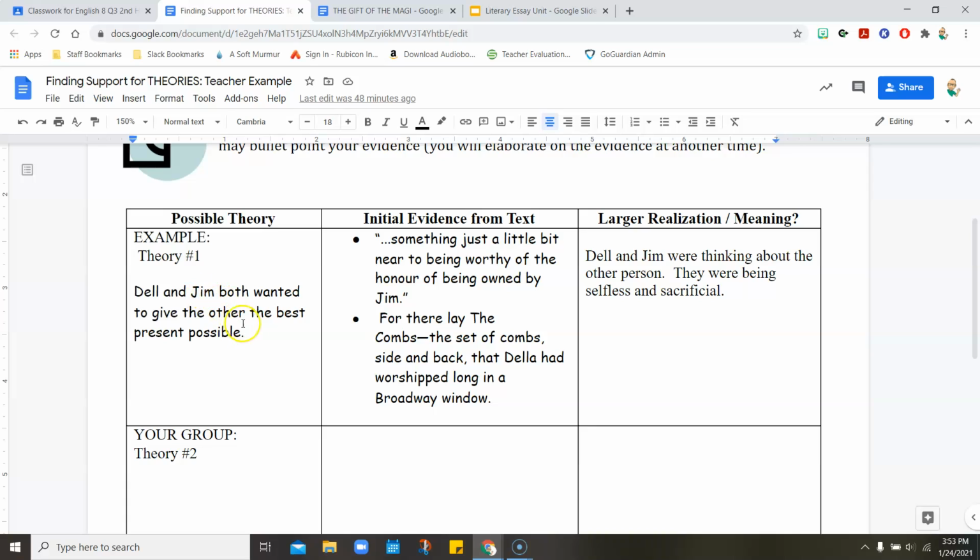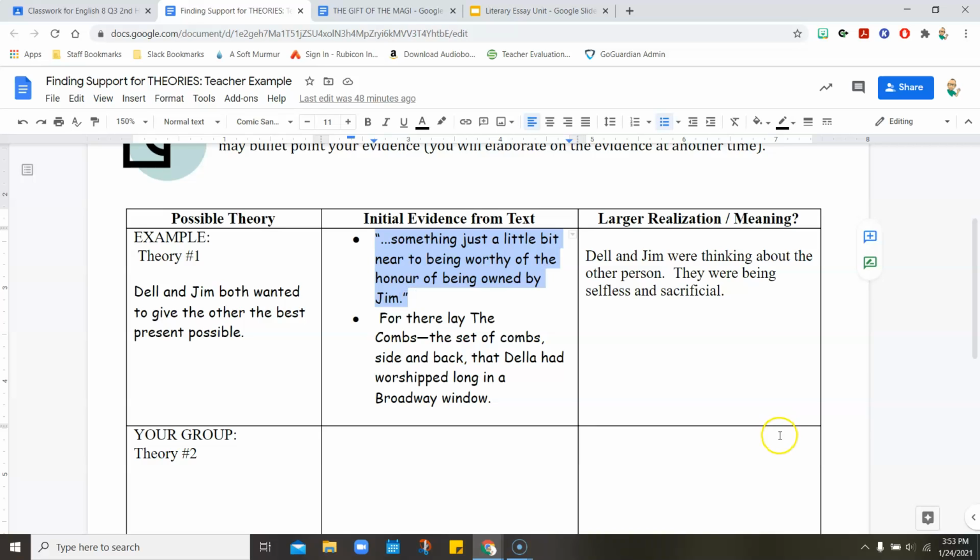So these are the two characters in the story, Della and Jim. Della and Jim both wanted to give the other the best present possible. That's my theory. Now, how did I come up with that theory? Well, there's a couple of things that I found in the story. For example, here's a quotation from the text.